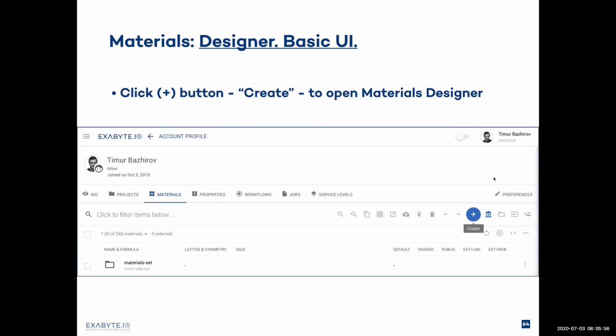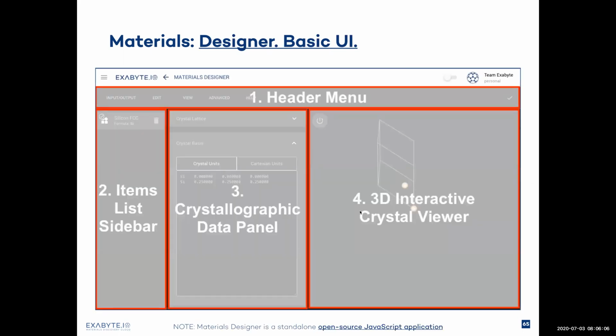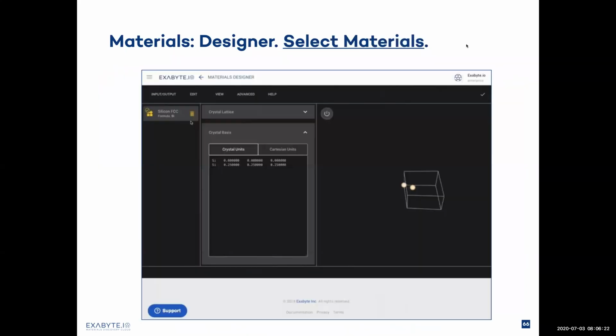Now, when I'd like to open the materials designer, I can do that by clicking on the blue plus button in the materials explorer. And here is how the materials designer looks. We briefly spoke about it. It's a header with menu items at the top, the list of items that we work with in the current session on the left, crystallographic data panel in the middle, and the 3D interactive viewer on the right.